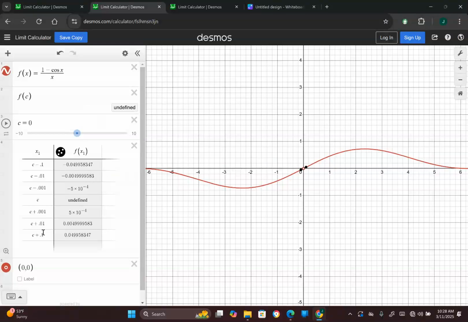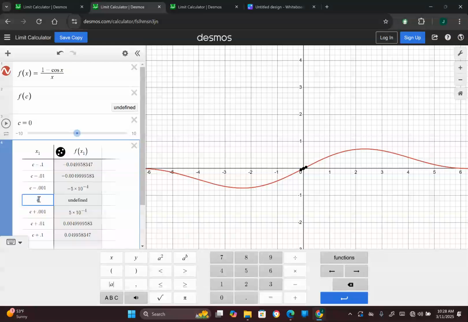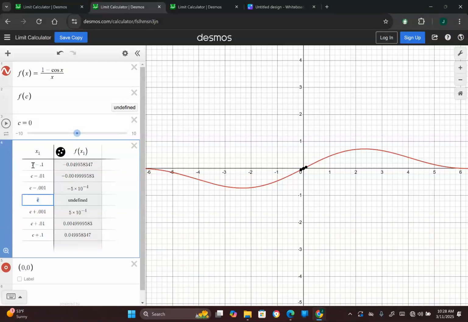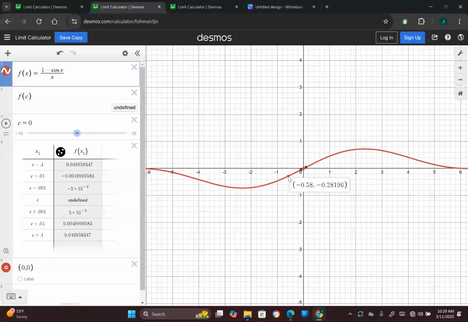Look at your table. If I approach c equals 0 from the left-hand side, 0.1 to the left, it gives me 0.044499. 0.01 to the left, it added a 0 in there. And notice it's got -5 times 10 to the -4. That means 0.000, and you want to bet it's 4999 with more nines? It is. So as you approach 0 from the left-hand side, you can tell all those y values are approaching 0.